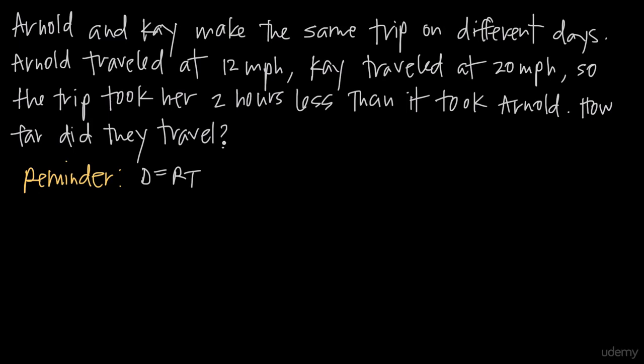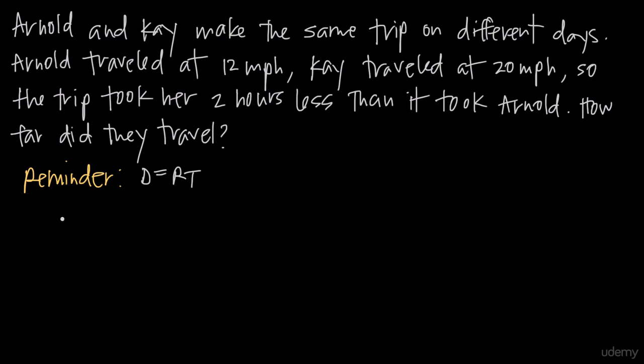Well, to solve a uniform motion problem, the first thing we want to remember is that we're going to be using this equation here for distance, which tells us that distance is equal to rate times time. So if I multiply together the rate that I travel and the amount of time I travel, then I'm going to get the amount of distance that I travel. So this is going to be the formula that we're going to use.